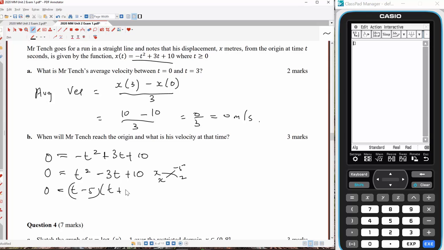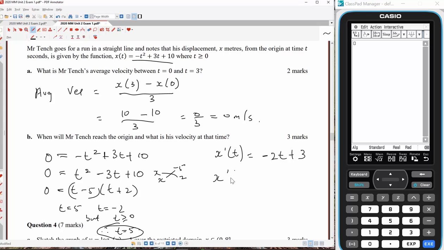So t plus 2, t equals 5, t equals negative 2, but t is greater than or equal to 0, therefore t equals 5. So now what we'll do is use that answer there. I'm going to get my velocity function. So x dash t is the velocity function, negative 2t plus 3. And what I'm going to do is find out its instantaneous velocity at that time. So x dash 5 is equal to negative 10 plus 3, which is negative 7.